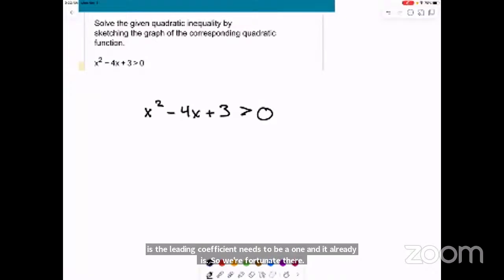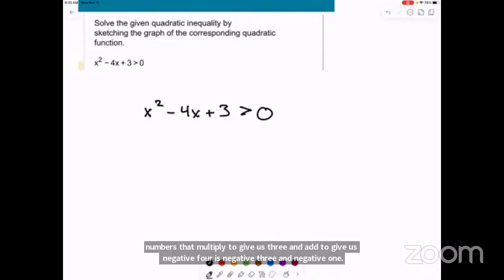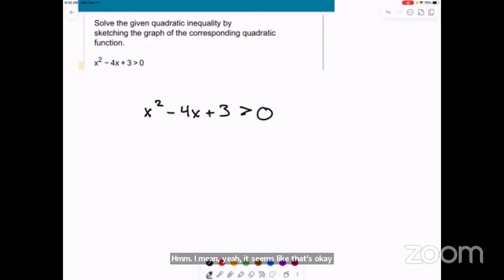Can we just factor this? Maybe we can just factor this. Two numbers that multiply to give us 3 and add to give us -4 are -3 and -1. I mean, yeah, that seems okay. Let me just keep going with completing the square just to see, because we could factor this, but I want to do completing the square. Let me just do that real quick.